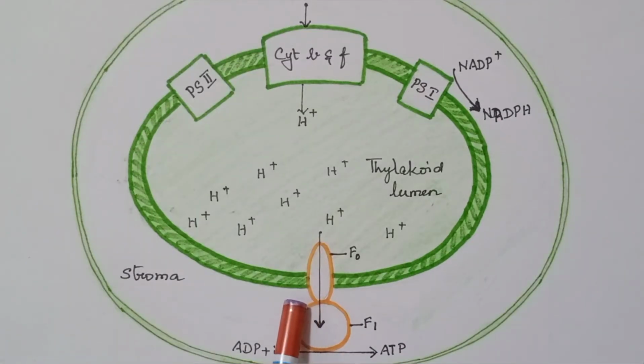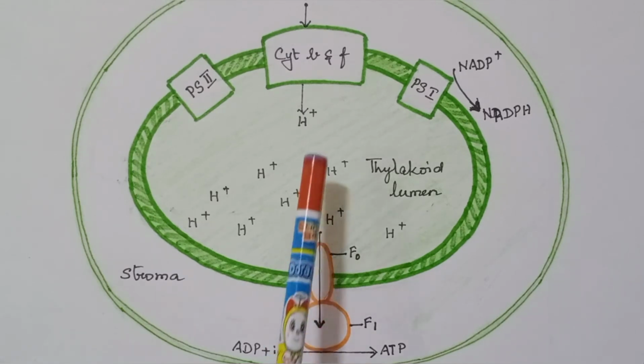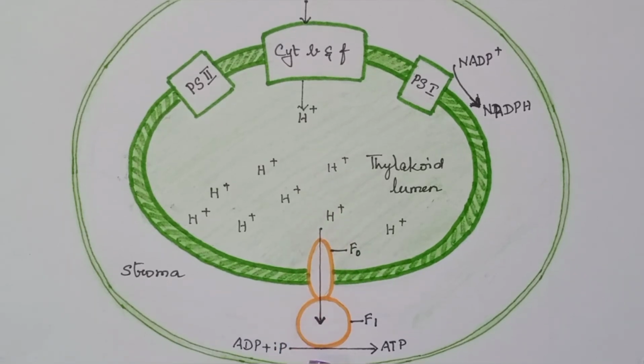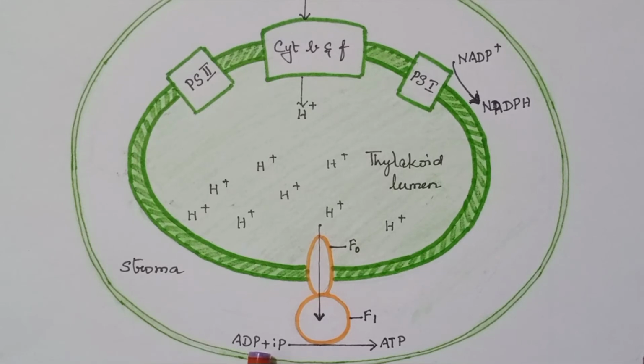ATP synthase is the enzyme that makes ATP by chemiosmosis. It allows protons to pass through the membrane and uses the free energy difference to phosphorylate ADP, making ATP.